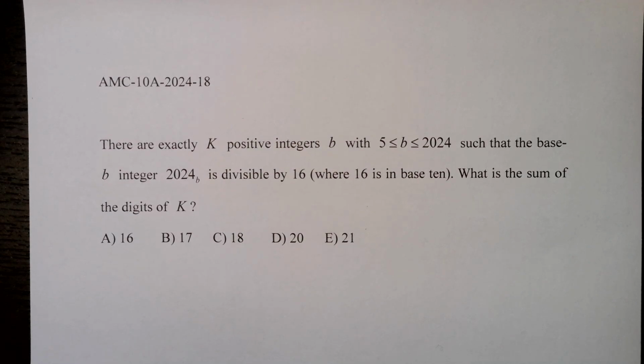Today we have yet another question here, and as always, let's first start off by reading the question. So, there are exactly k positive integers b, with b being bigger than or equal to 5 and smaller than or equal to 2024, such that the base b integer 2024 in base b is divisible by 16, where 16 is in base 10. So, what is the sum of the digits of k?